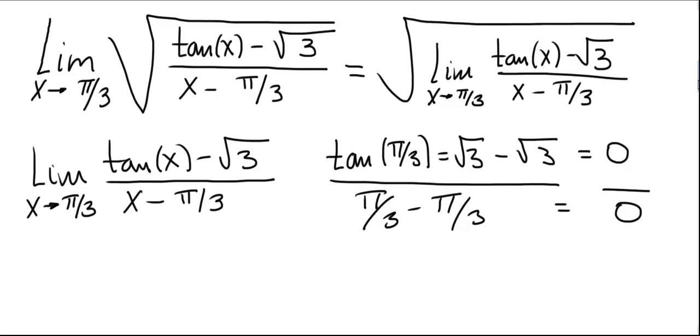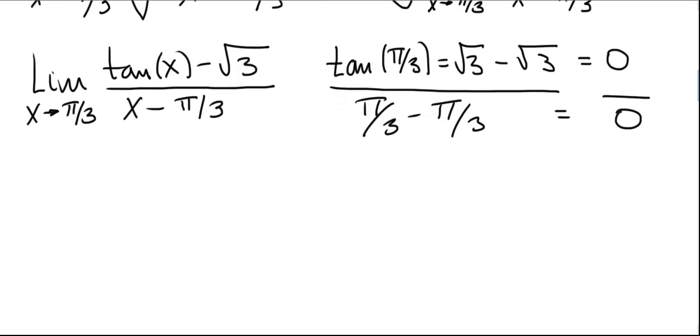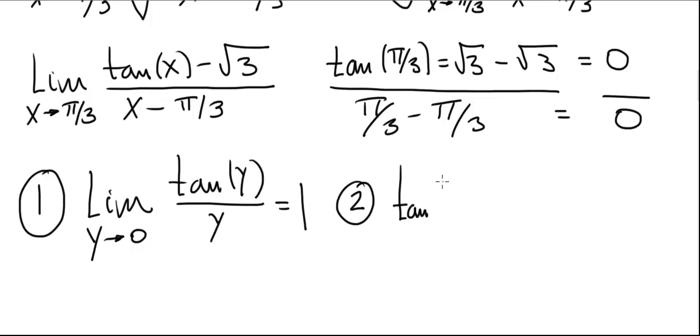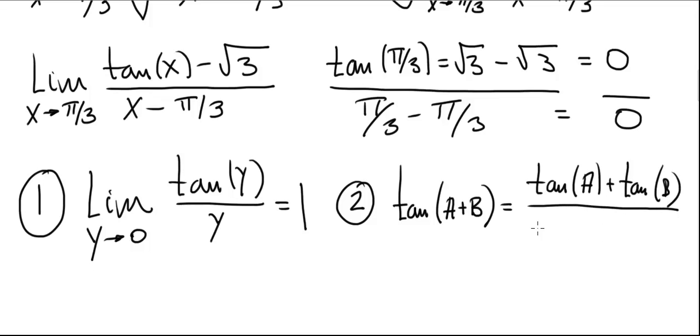To evaluate this limit, we're going to need two things. The first was shown in an earlier video, the limit as y approaches 0 of tangent of y divided by y is equal to 1. And the second thing we're going to need is the standard trigonometric identity, tangent of a plus b equals tangent of a plus tangent of b divided by 1 minus tangent a times tangent of b. So these two things we're going to need to evaluate this limit.